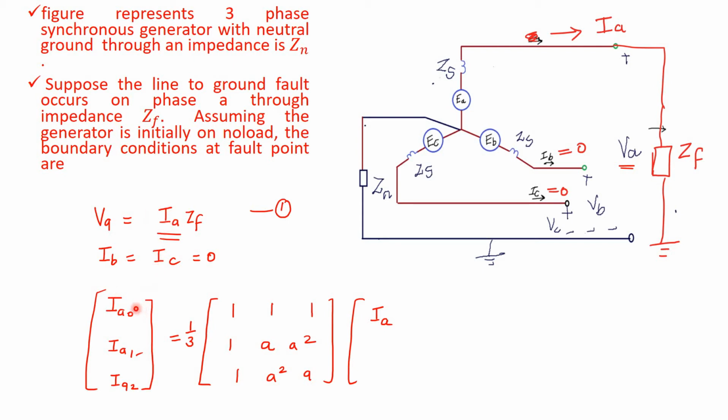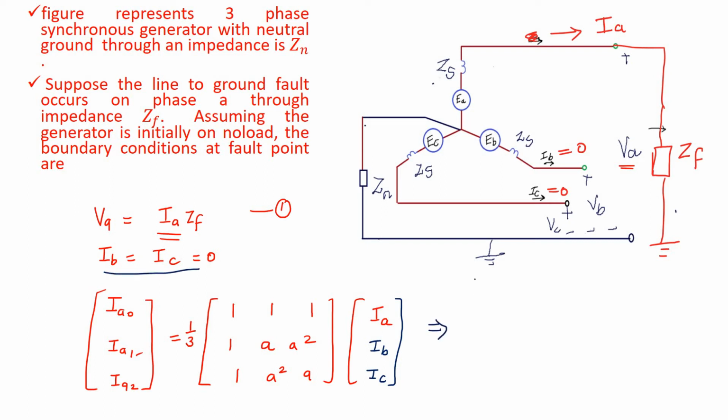Actually, three symmetrical components are there. The first one is the zero sequence component of current. This is the positive sequence component of current. This is the negative sequence component of current. That is equal to 1 by 3 of the matrix 1, 1, 1; 1, a square, a; 1, a, a square. And here the first one is Ia, the second is Ib and next is Ic. And what about Ib and Ic? Ib and Ic equal to 0.